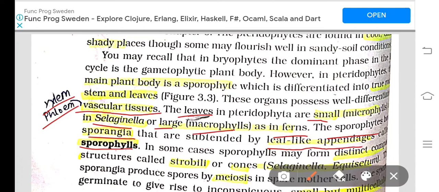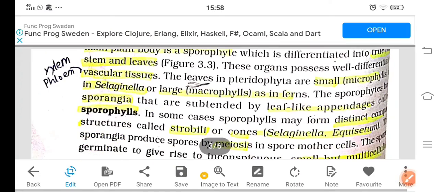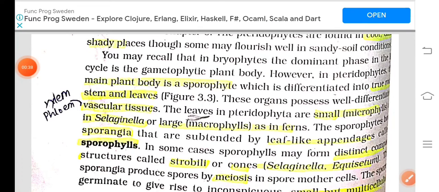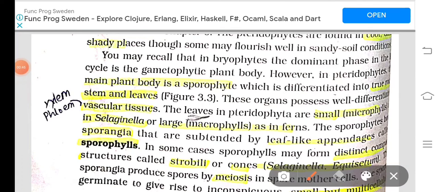Leaf-like appendages are also present in liverworts of bryophyta, and these leaf-like appendages are present in pteridophytes also, which are called sporophylls. In some cases sporophylls form distinct compact structures called strobili or cones. In case of Selaginella and Equisetum, Selaginella forms strobili, Equisetum forms cones. Then it produces spores by the process of meiosis.